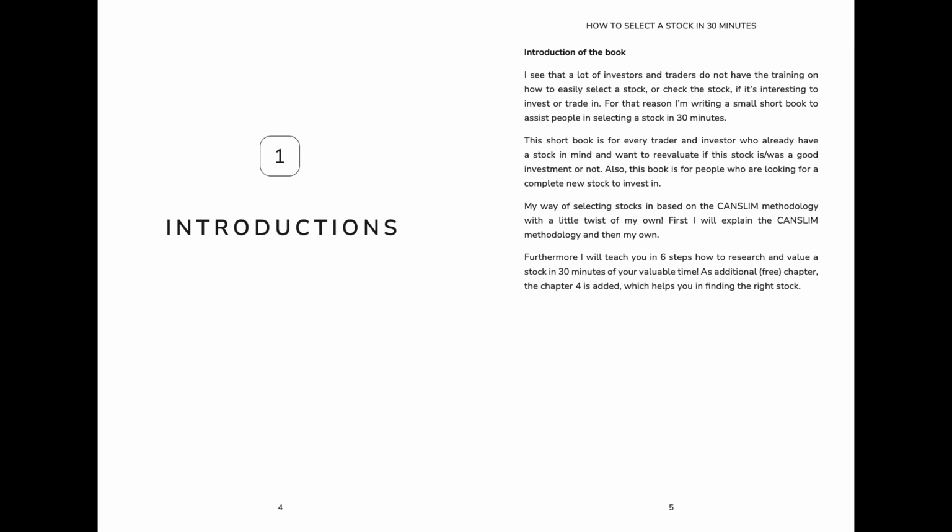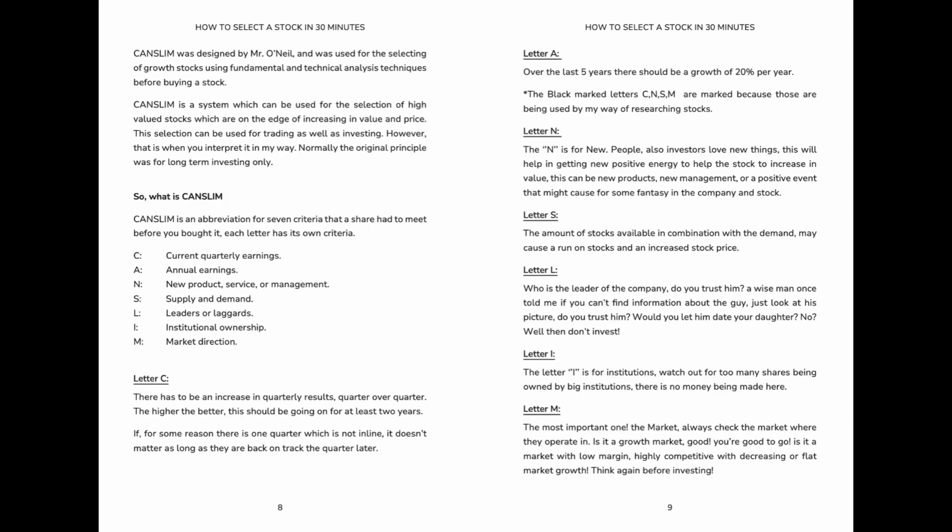My way of selecting stocks is based on the CANSLIM methodology with a little twist of my own. First, I will explain the CANSLIM methodology and then my own. Furthermore, I will teach you in 6 steps how to research and value a stock in 30 minutes of your valuable time. We start with the CANSLIM methodology.